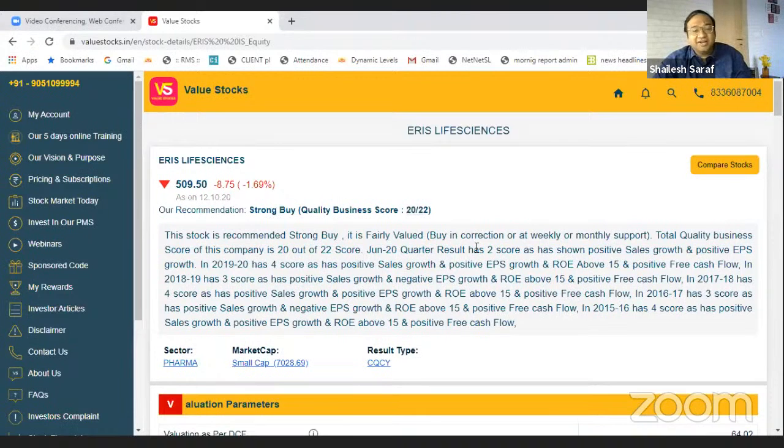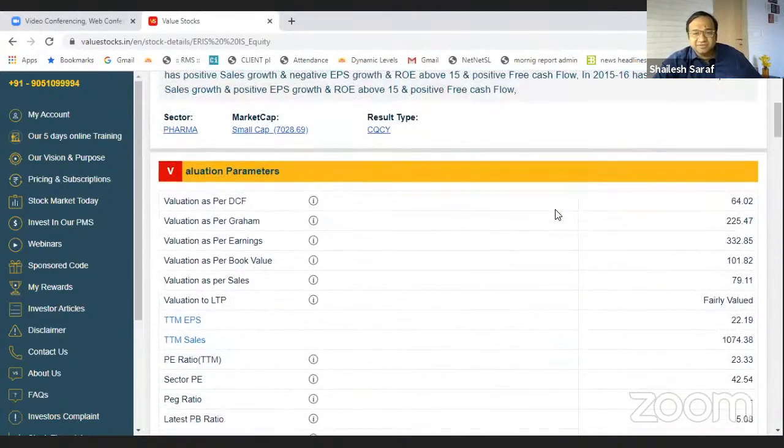Now, the third part of Eris Life Sciences, whether it is undervalued or overvalued. Let's go down now. It is fairly valued. मतलब undervalued भी नहीं है, but overvalued भी नहीं, right? So fairly valued में we give a recommendation that you can even buy at a previous week low. Okay, we can just go down.